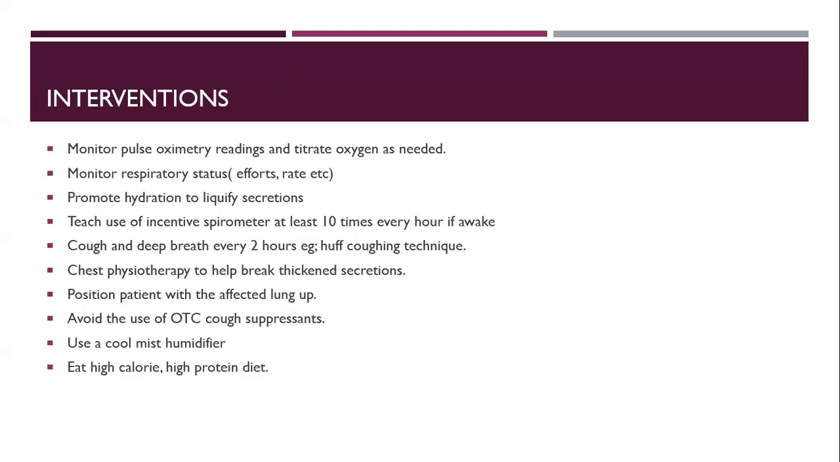The next, interventions. How can you intervene when a patient has pneumonia? One, monitor pulse oximetry reading and titrate oxygen as needed. So you put an SpO2 machine or pulse oximeter on the patient's hand to check the patient's SpO2 levels. SpO2 should be 95 to 100 for a normal person. So you should be checking all the time, and then you titrate your oxygen as needed. If the SpO2 is going down, you now increase the oxygen.